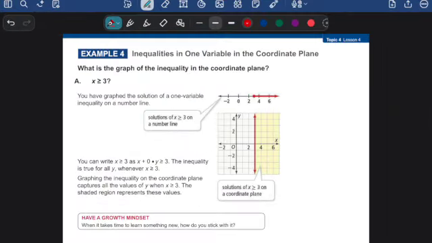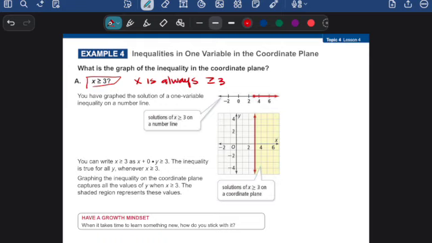Example 4, inequalities in one variable in the coordinate plane. So we've seen these special type of equations before when we were doing linear equations. So now there's only one variable. There's no y variable. Y really is just 0. Okay, so what this says is x is always greater than or equal to 3. That's what that says. Can we graph that on a horizontal number line? Yes, we can. We can graph that on a horizontal number line.